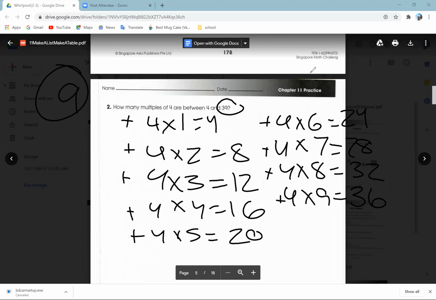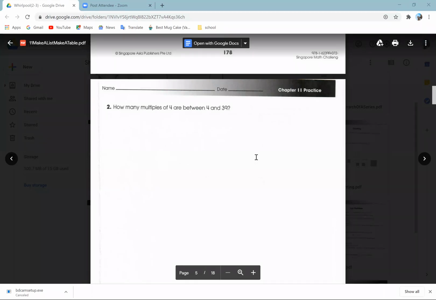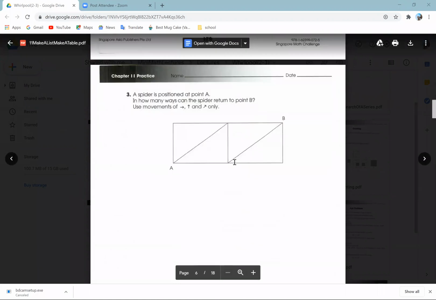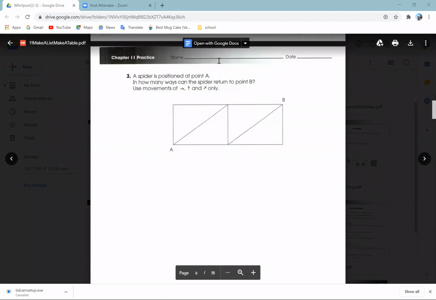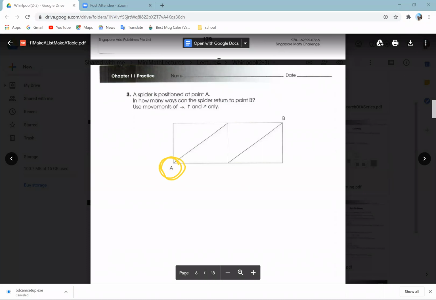Let's do a couple more. So let's scroll down here. A spider is positioned at A. So where's A? A is right here. And how many ways can the spider return to point B? Okay, so you can go this many ways. We can go that way, we can go across. So that one. I'm going to change colors each time. What about 2?